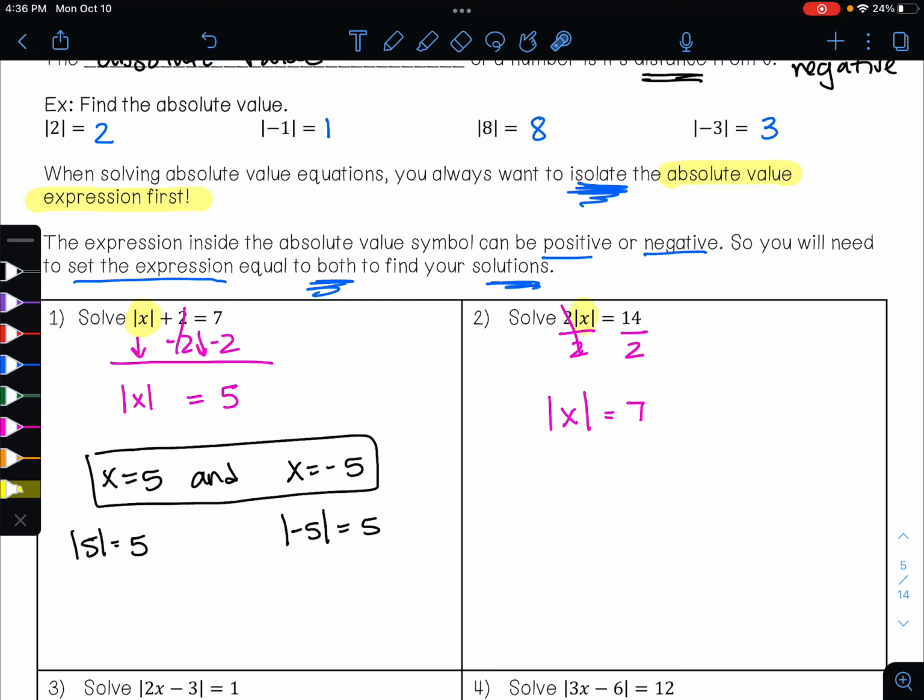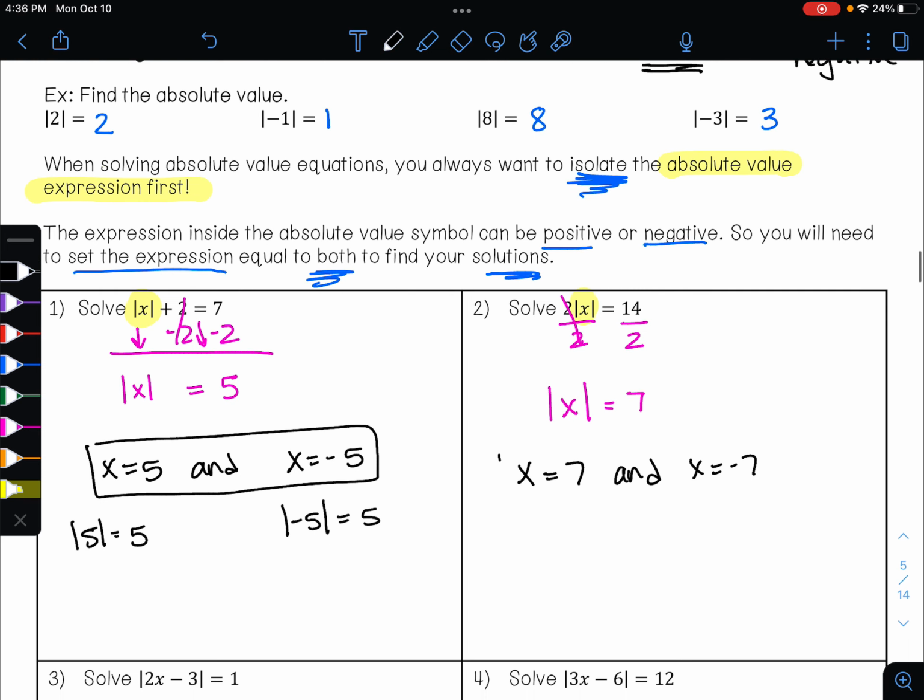So now we need to figure out what values of x, when we take the absolute value of it, will give us positive 7. Well, that means that x could be positive 7, and it could be negative 7. Because the absolute value of positive 7 is 7, and the absolute value of negative 7 is 7. So both of these are our solutions.